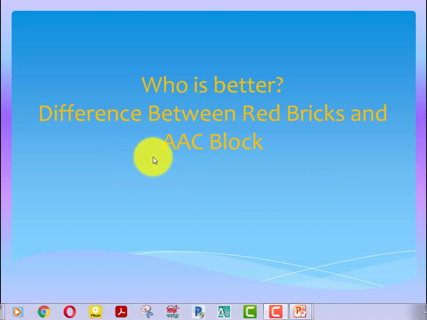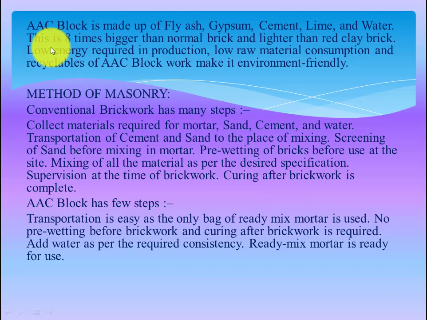Today we are going to compare red bricks and AAC blocks. Which is better? AAC block is made up of fly ash, gypsum, cement, lime and water. It is 8 times bigger than a normal brick and lighter than red clay bricks. Low energy required in production, low raw materials consumption and recyclability of AAC block make it environmentally friendly.